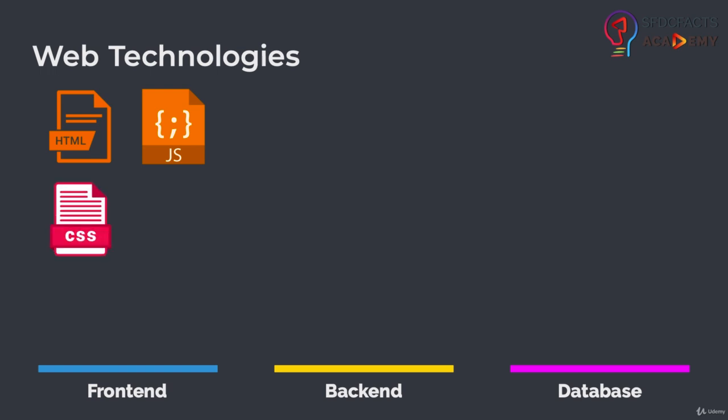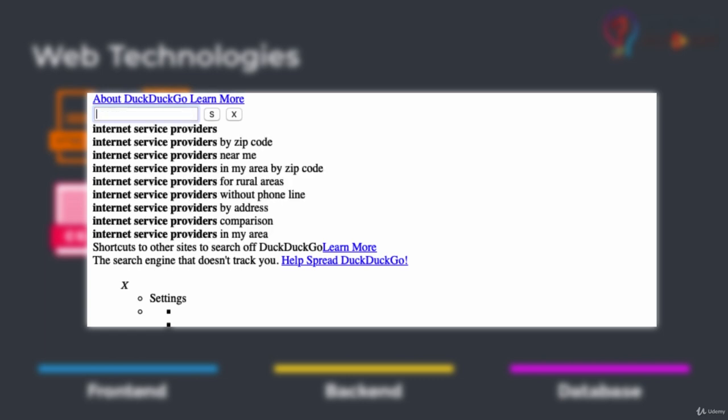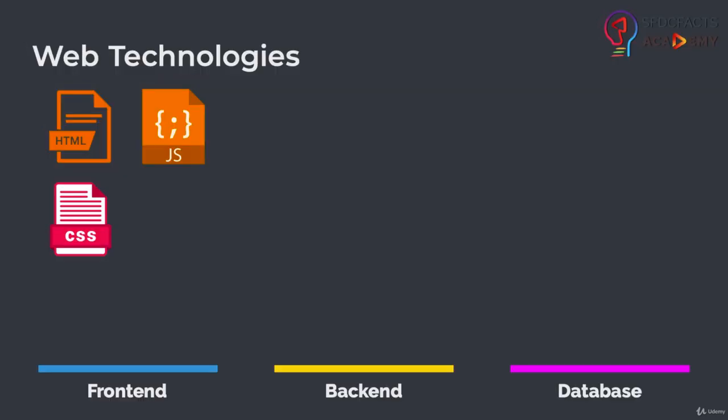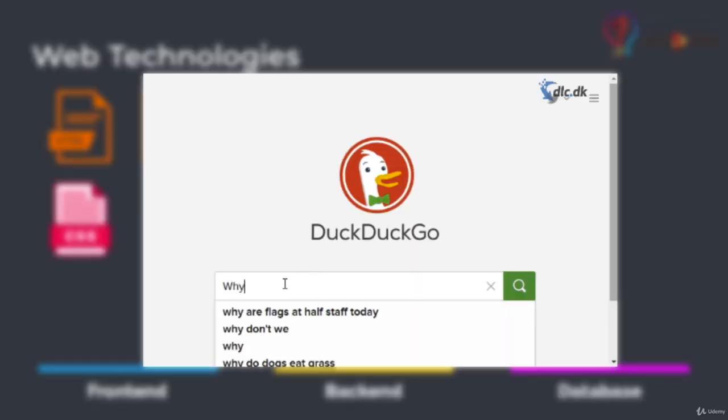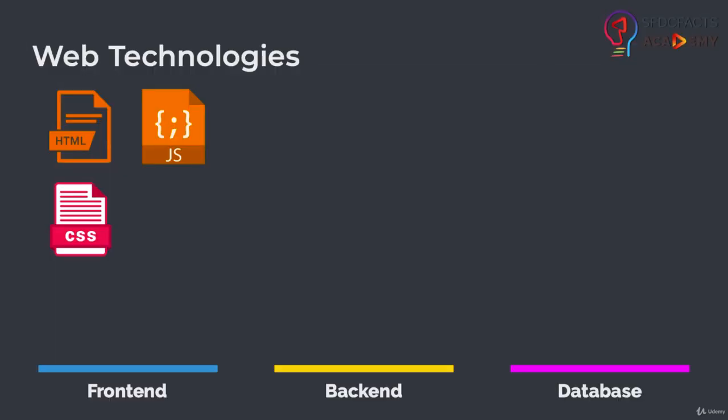Then we use CSS. The CSS is used to give your HTML markup some style. So if you only use HTML without CSS, then your UI will look like this. But if you use CSS, then you can improve your user experience by creating some nice UI like this. So these are the core technologies that are used to design and build your front end.